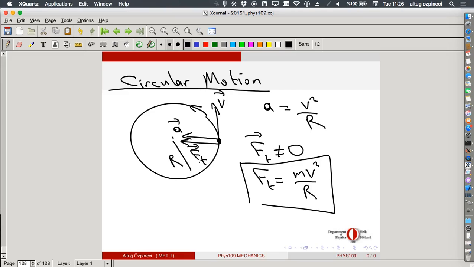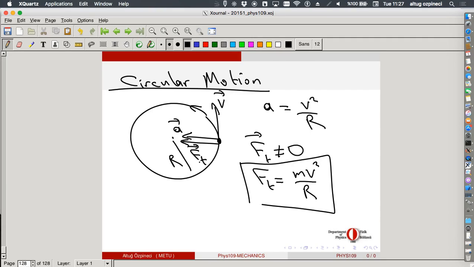If you want to have an object carry out uniform circular motion, there has to be some forces accelerating the object, and the acceleration created by those forces should be equal to v squared over r. Otherwise, you will not be able to create any uniform circular motion. But there is no force due to the circular motion. There has to be some other source of the forces. Now, we will discuss it in more detail on Thursday.